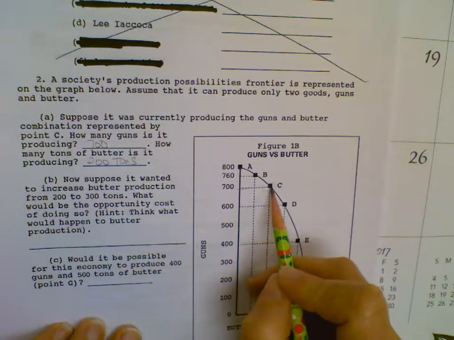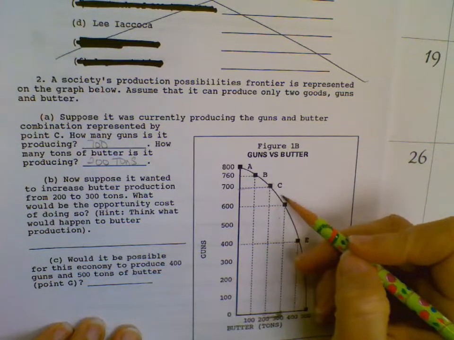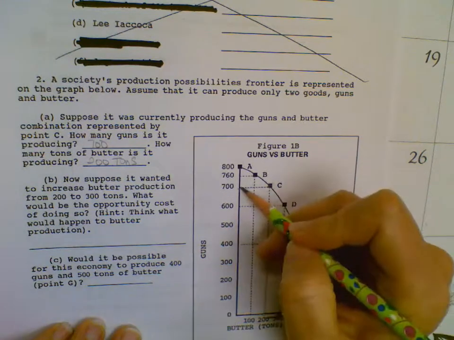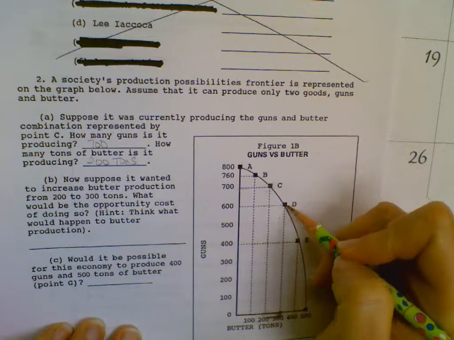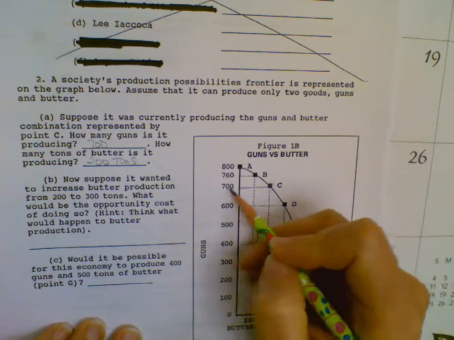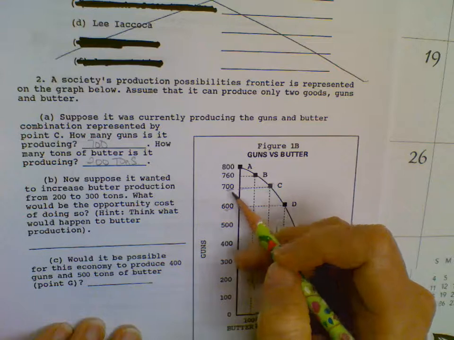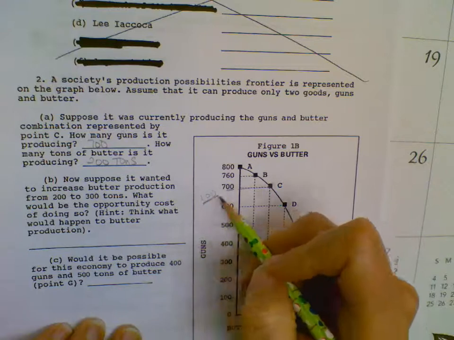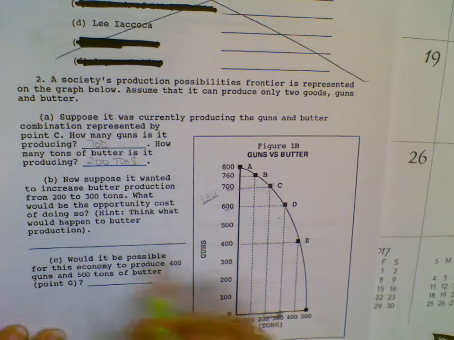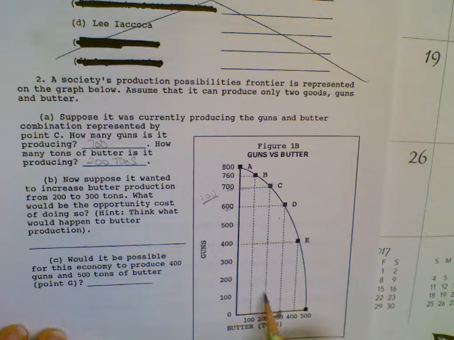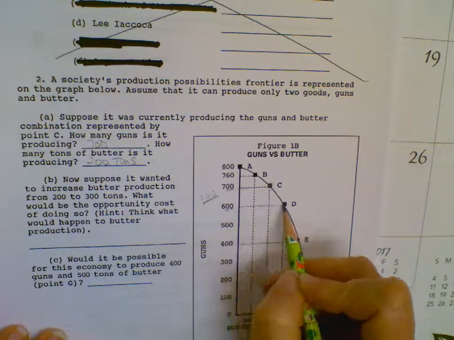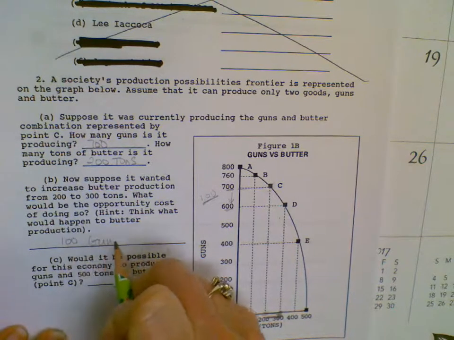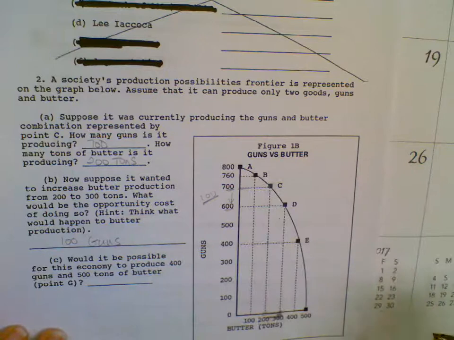What you did give up, though, if we're using all of our resources and we're operating on this curve, if we want to make any more butter, we can't make as many guns. And so we're going to go from C to D, and the difference between 700 and 600 is a difference of 100. So we have to give up 100 guns. We give up the opportunity to make those 100 guns. So if we're going to move from 200 to 300, from point C to point D, the opportunity cost is 100 guns, because once again, on the curve, we are using all of our resources.